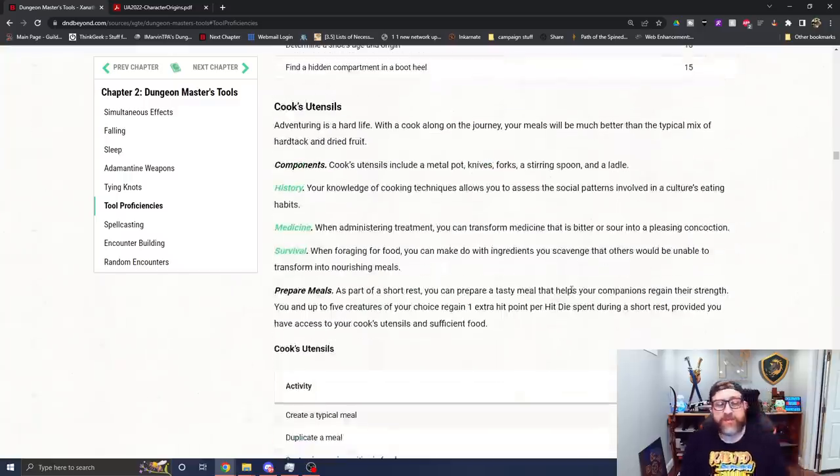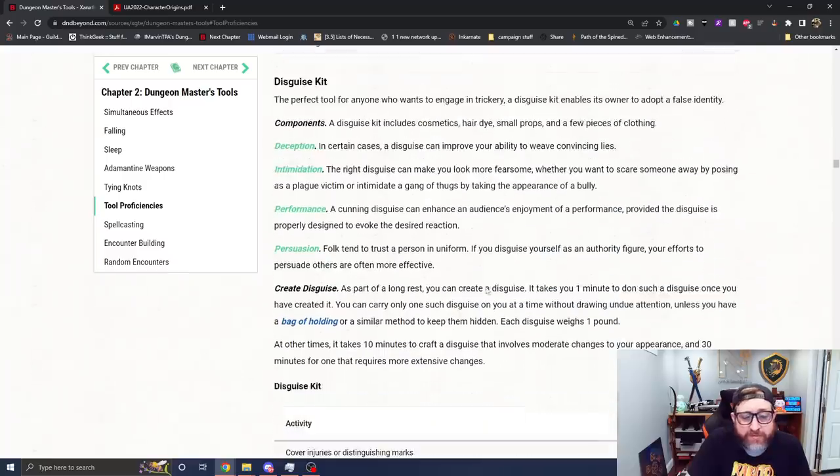Cook's utensils. History. Your knowledge of cooking techniques allows you to assess the social patterns involved in a culture's eating habits. Medicine. You can transform medicine that is bitter or sour into a pleasing concoction. And survival. When foraging for food, you can make do with ingredients you scavenge that others would not be able to transform into a nourishing meal.